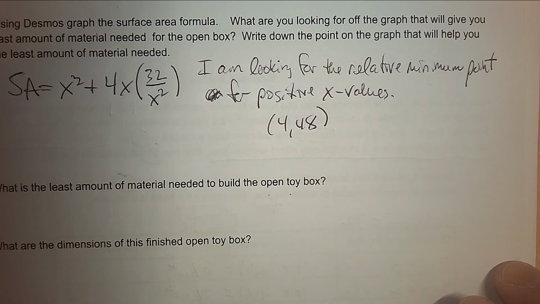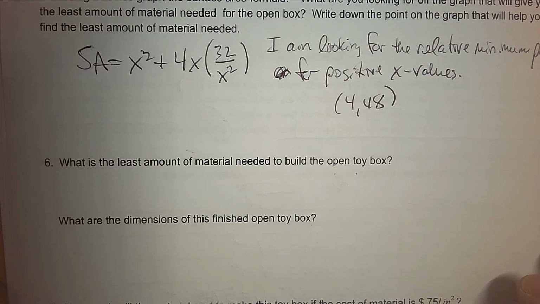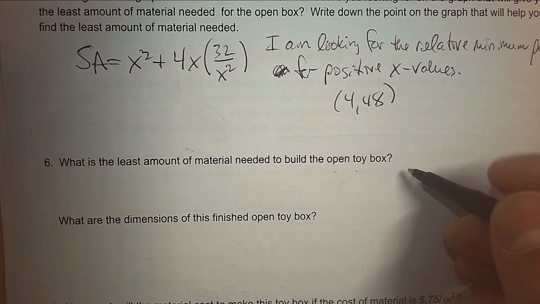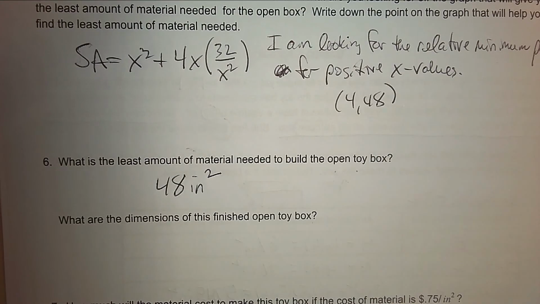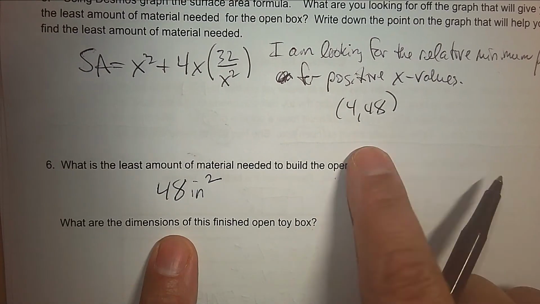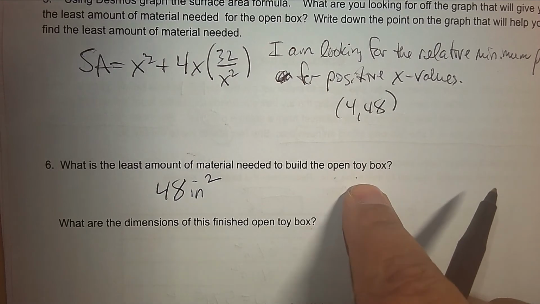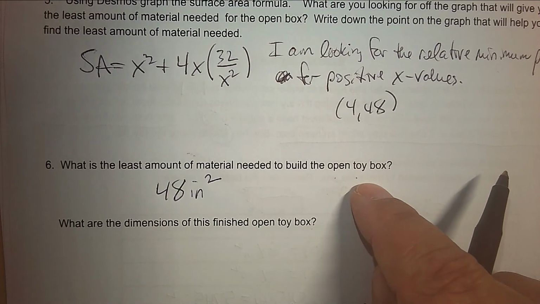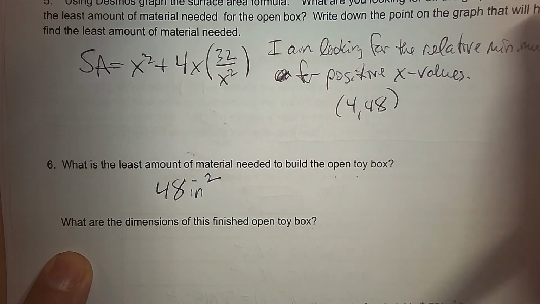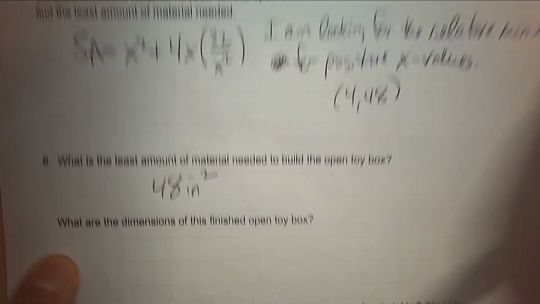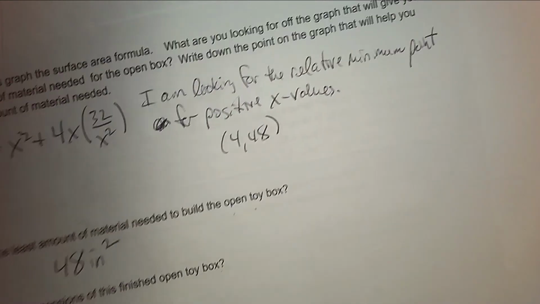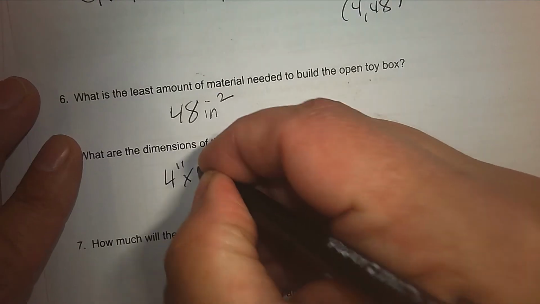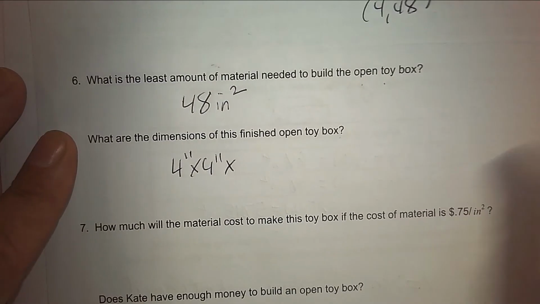All right, let's continue. What is the least amount of material you need to build the box? The least amount of material is 48 inches squared. And that came off the graph, not my gut, right, using math? What are the dimensions of your open toy box? Well, they're 4 feet by, inches or feet? Inches. 4 inches by 4 inches, because that's what x is.